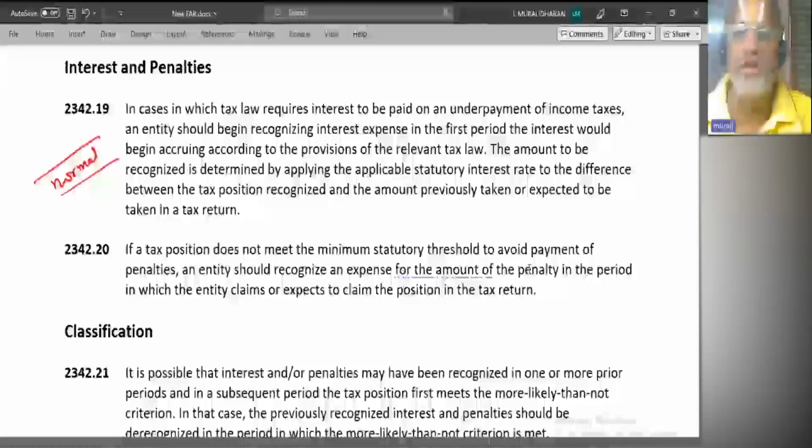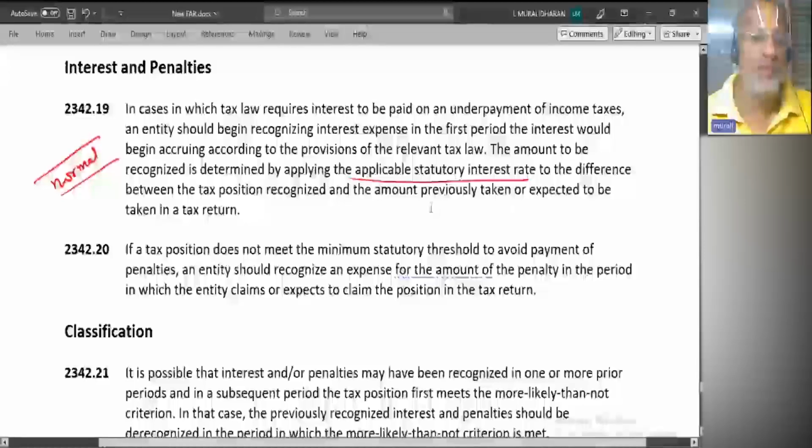See, interest rate is not a single rate applicable to all sorts of scenarios. For a particular scenario, you have a different interest rate. For a different scenario, a different interest rate. That is the reason why it says applicable statutory. So therefore, I cannot quote one. See, I would just put it this way.